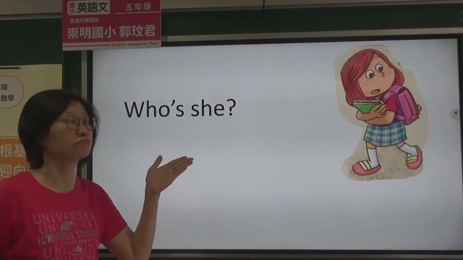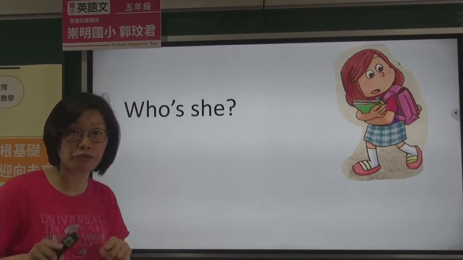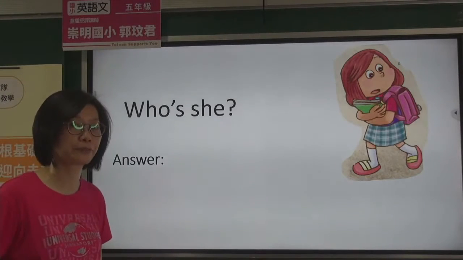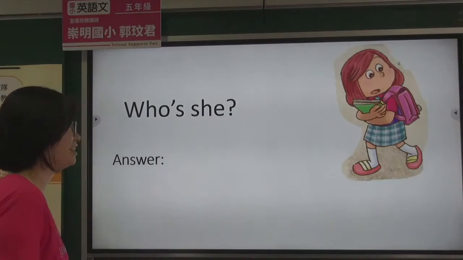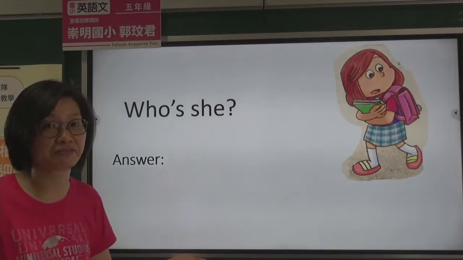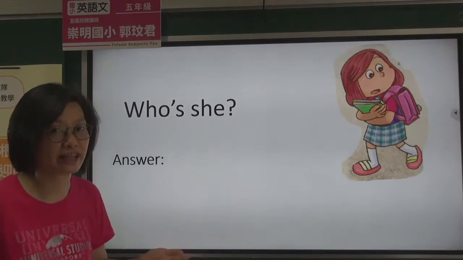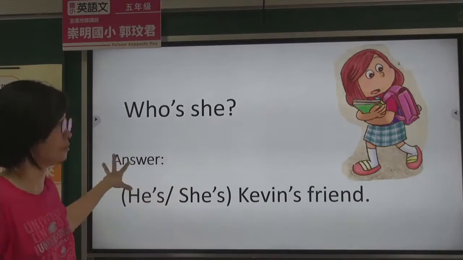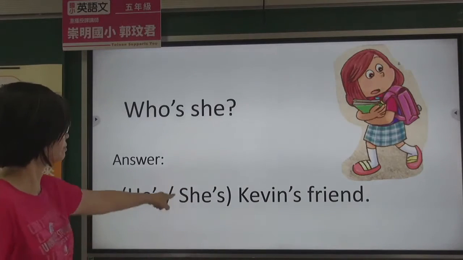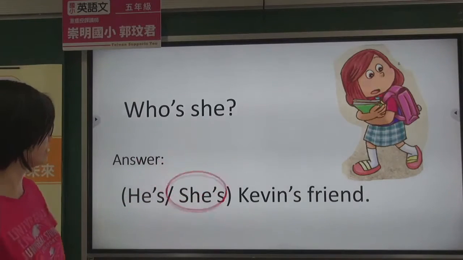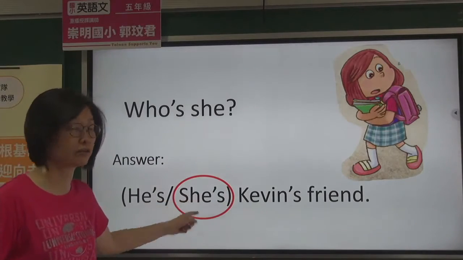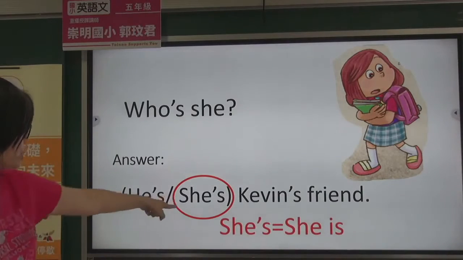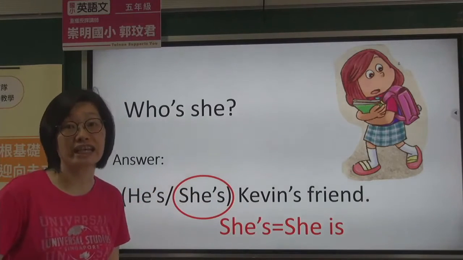The last one. The question is, who's she? Do you remember who's she in the conversation? All right, so what is the answer? Okay, you can say she's Kevin's friend. You can say she's Kevin's classmate, right? Okay, so which one is the answer? Number one, number two, which one? Number two, right? Okay, she's. So again, this is the contraction. She's Kevin's friend. Okay, so she's, the contraction of she is.